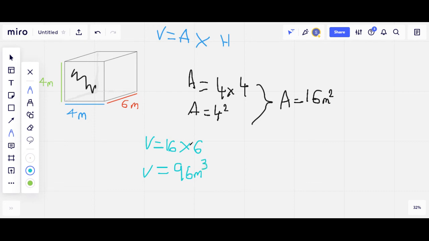So every time we add a dimension, our power goes up by 1. So we're finding a length, there's no power. It's just 4 meters. Then we add a second dimension, so length by width. So we've got 2 dimensions, so it's to the power of 2. 4 to the power of 2, 16 meters squared. And then when we finally add our third dimension, our height, we have 96 meters cubed.